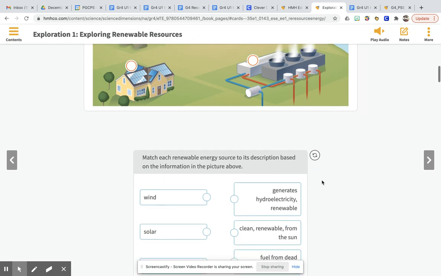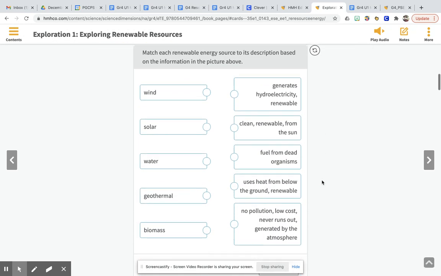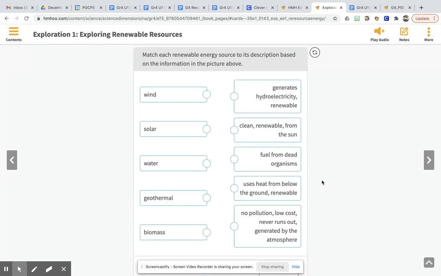All right. And so here's what I want you to do now. You are going to have the video paused, so that this is displayed on your screen and you are going to have a discussion. It says match each renewable energy source to its description based on the information in the picture above. And so we went through the picture. We looked at our wind, solar, water, geothermal, and biomass energy. And I want you to match the descriptions on the right with our energy sources on the left. Dr. Johnson is going to pause the video and you guys are going to discuss as a class at this time.